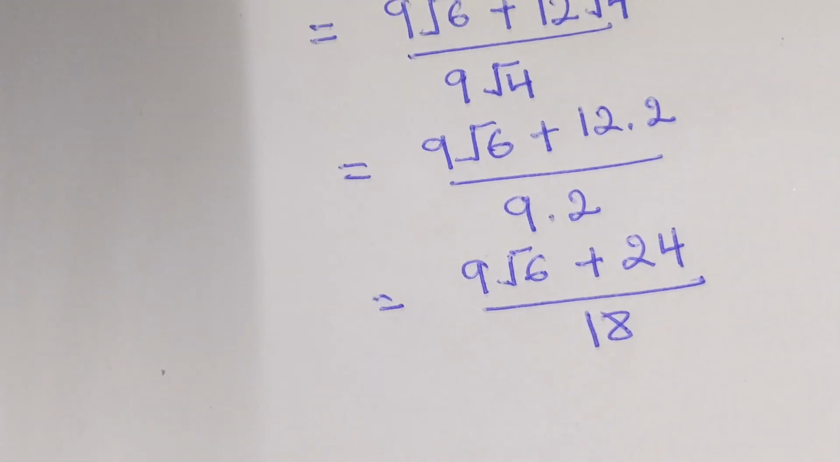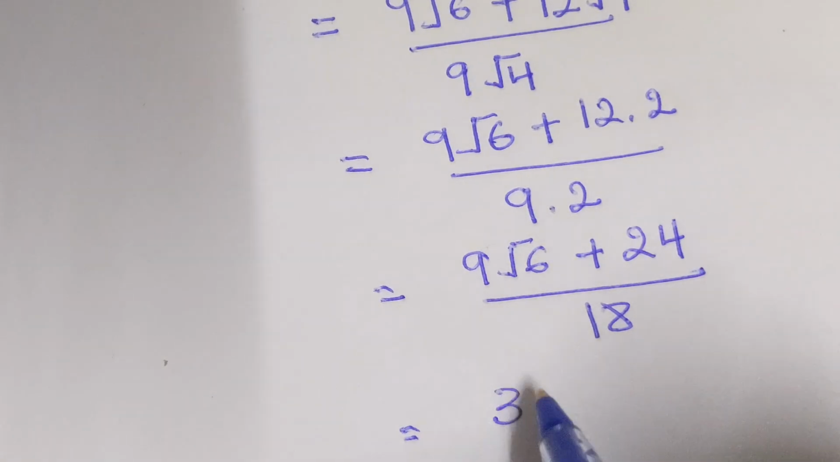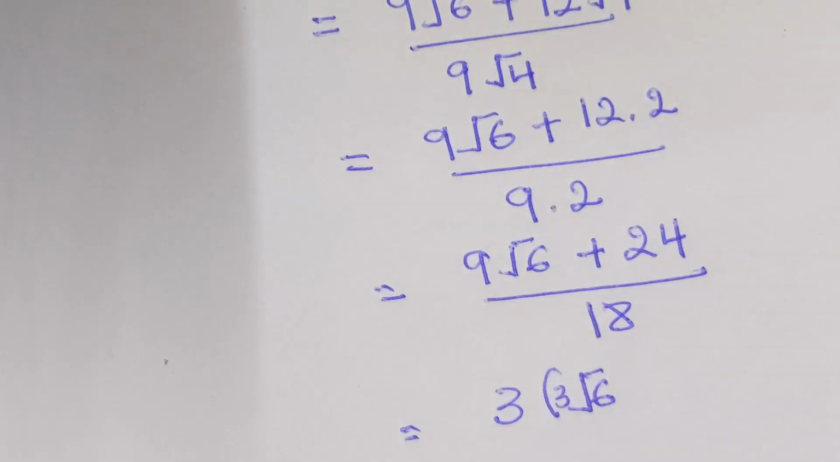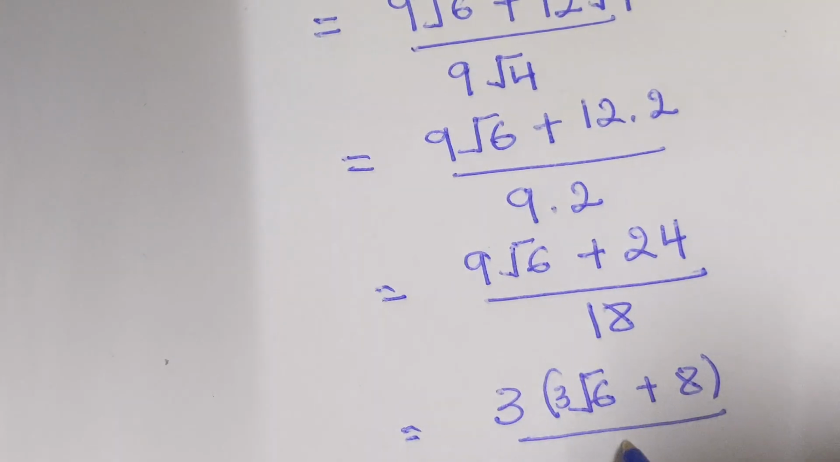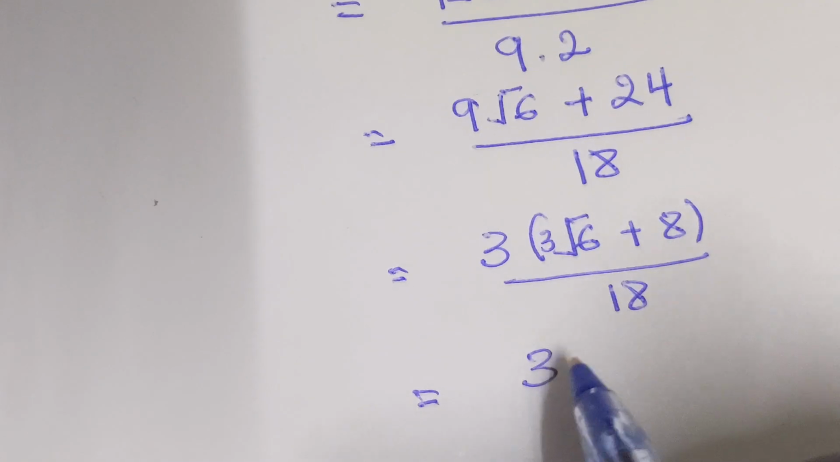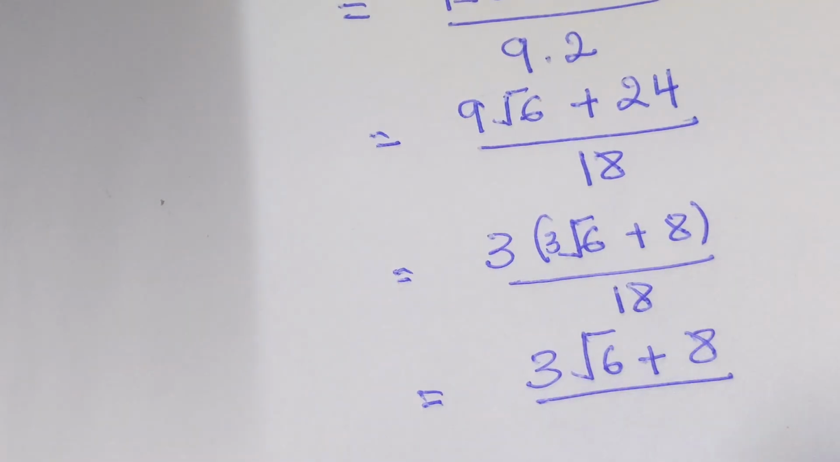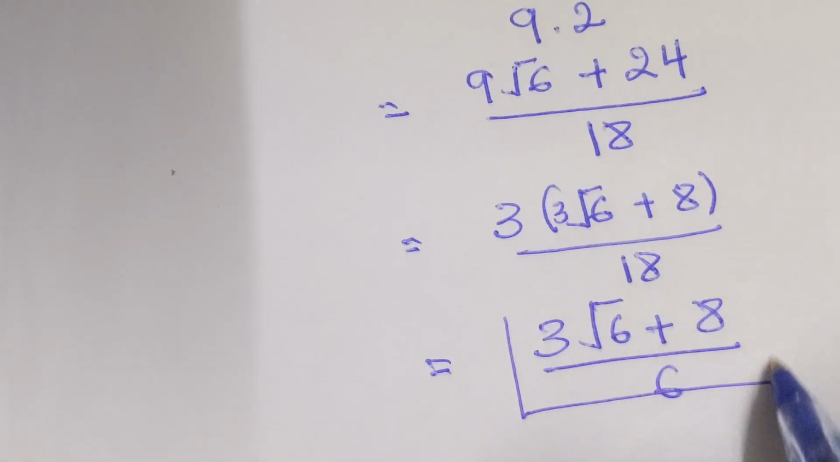But here we have to simplify by factorizing 3 out on both sides to get 3 times (3 square root of 6 plus 8) over 18. Now by simplifying we shall get 3 square root of 6 plus 8 over 6, and we shall say that this is the final solution.